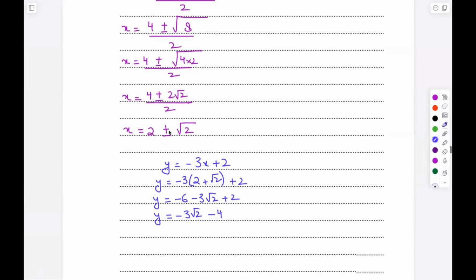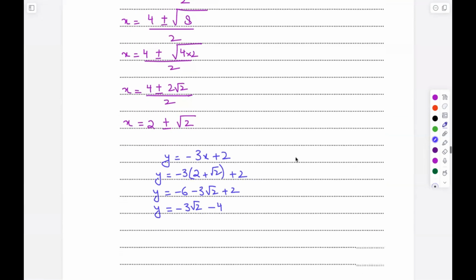And substituting x equals 2 minus root 2, y will be equals to minus 3 into 2 minus root 2. Multiplying minus 3 by 2 will become a minus 6 plus 3 root 2, plus 2. So y will be equals to minus 6 plus 2, which is minus 4. So that will be 3 root 2 minus 4.